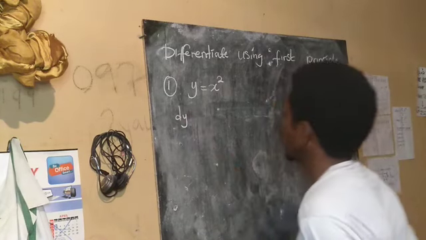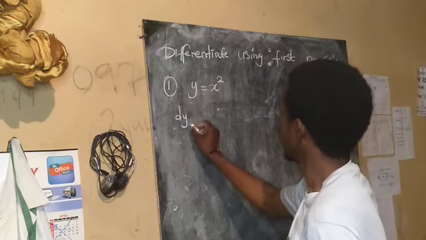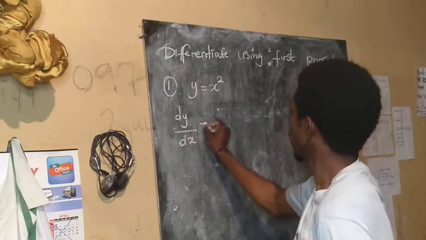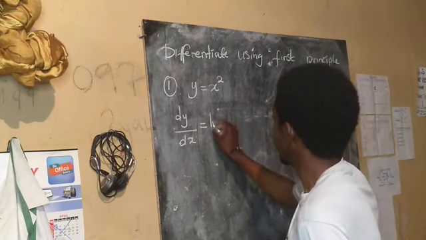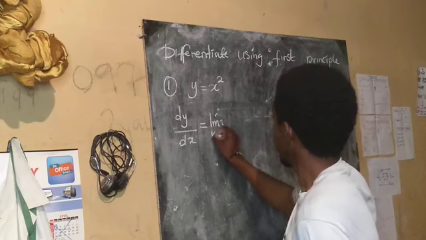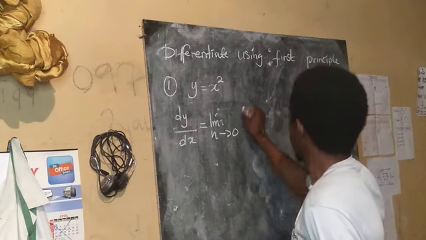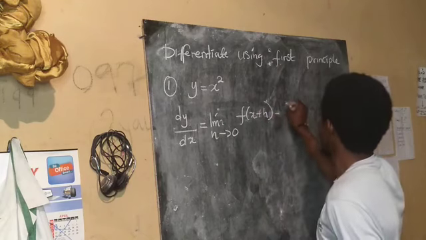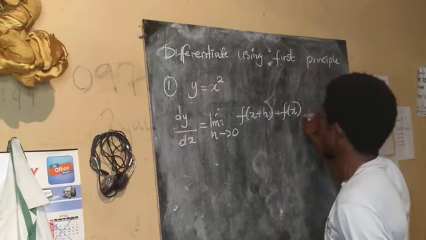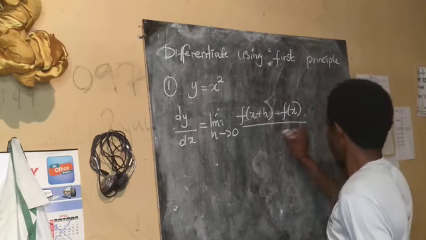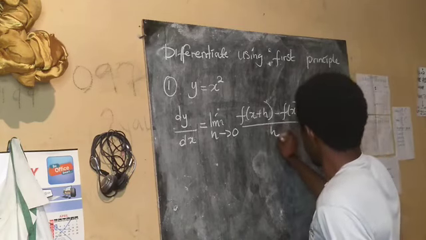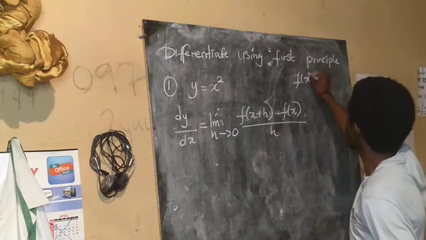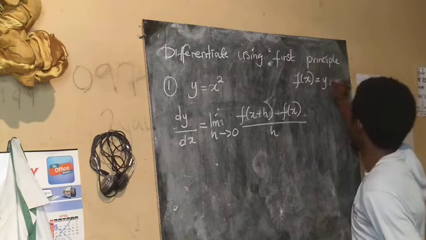dy over dx equals limit when h is approaching 0, f of x plus h minus f of x over h. So since it starts with y, I'll say f of x is equal to y.